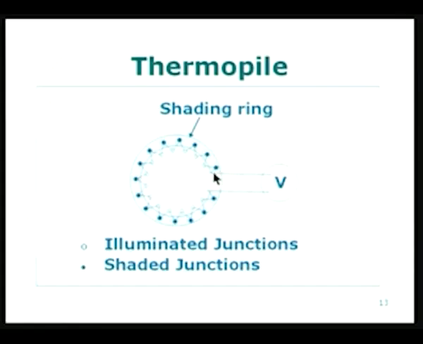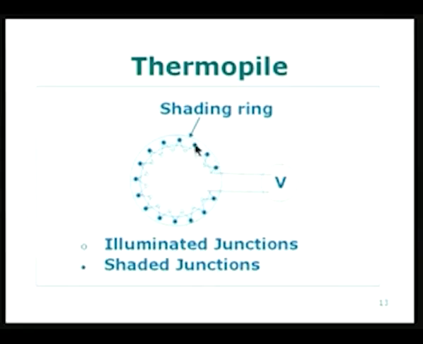What the shading ring is doing is to prevent the heat from being communicated to the junctions which are in the shadow. One of the uses for this particular thermopile arrangement would be, let us say, solar energy falling on these junctions. Because of the solar heat which is falling on them, these junctions will get heated compared to the other junctions which are in the shade because of the ring which is surrounding it.